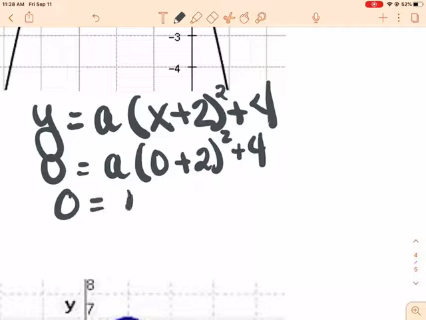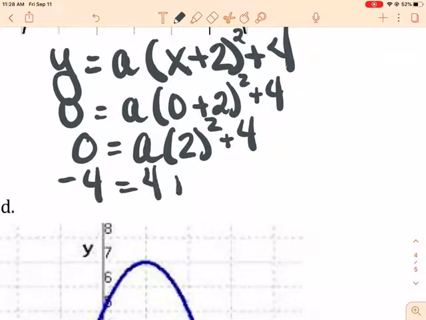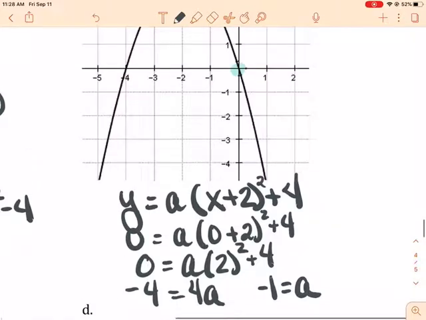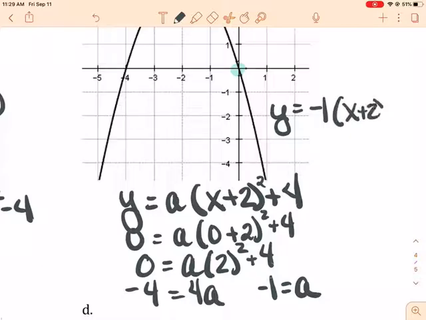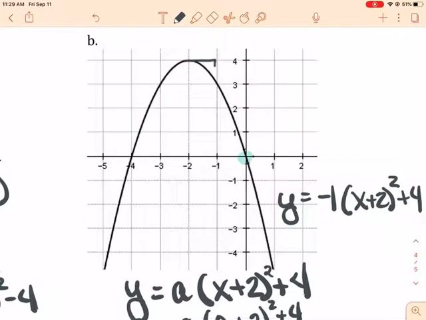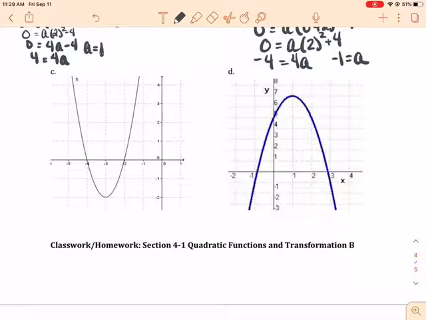Okay, so we get 0 equals a times 2 squared plus 4. Again, so we're going to get negative 4 equals 4a. I skipped a step there. So negative 1 equals a. So we're going to put negative 1 in for a for our equation. So it's y equals negative 1 times x plus 2 quantity squared plus 4. All right, so that makes sense because it's upside down, so it definitely should be negative. And again, we go over 1, up 1, down 1. Okay, that makes sense. Okay, so let's pause the video and let's see what we get for the next one.